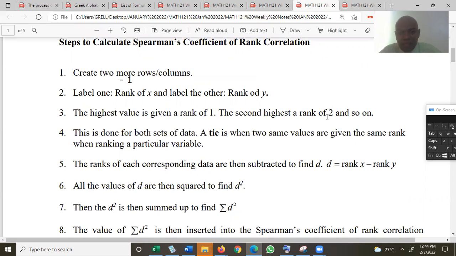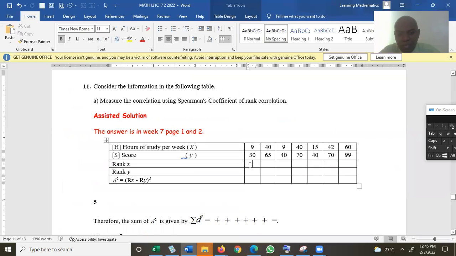So it says the highest value is given a rank of 1. The second highest a rank of 2, and so forth. When you are ranking, you have to start with a number 1, then you put a number 2, and so forth. So if we have to rank hours, which is X, in this row there, we must put a number 1 somewhere. Remember, we are ranking the hours. So we look for the highest hours, which is 60. So we put a rank of 1, because 60 is the highest.